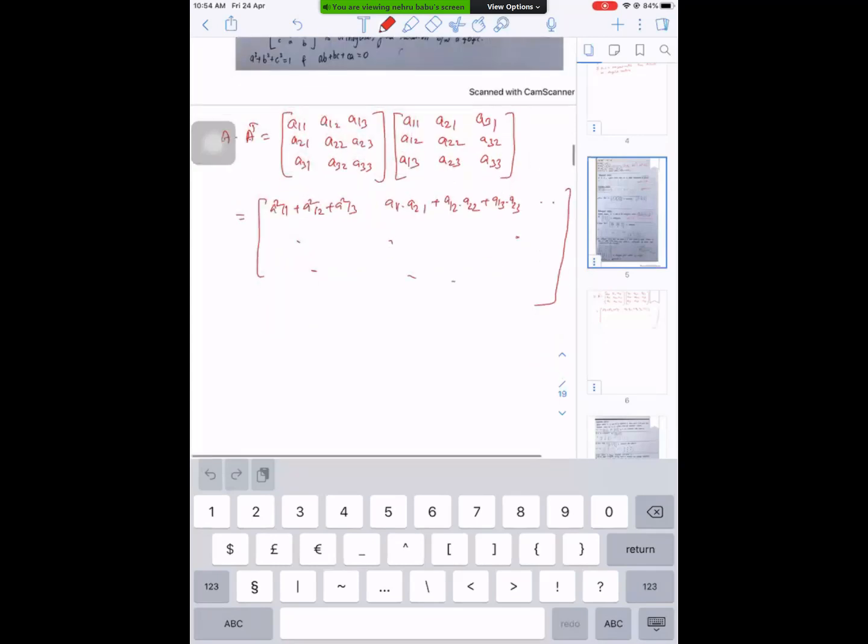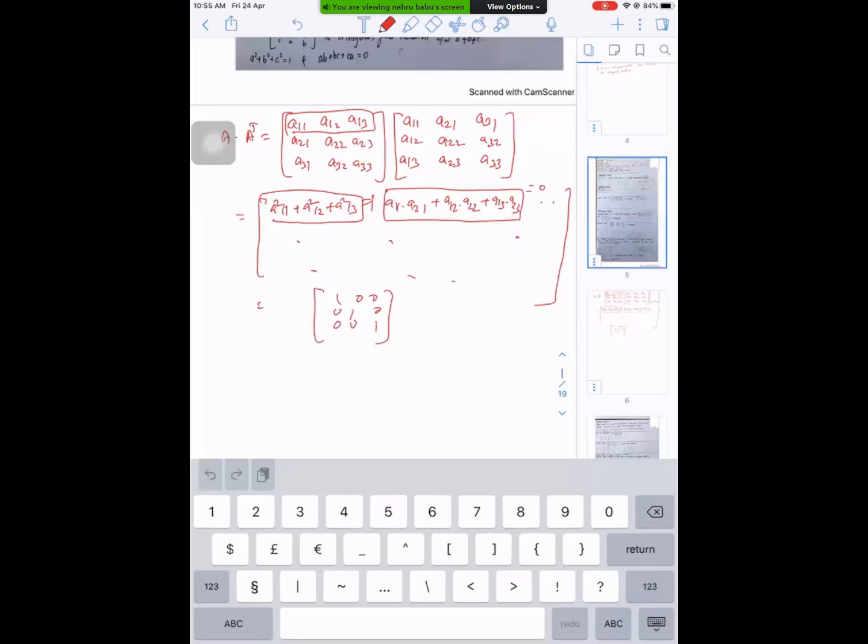If you observe this part, it is exactly equal to 1, 0, 0, 0, 1, 0, 0, 0, 1. If you compare just these elements, A11 square plus A12 square plus A13 square is coming as 1. Indirectly, the first row magnitude is 1. If you take a vector A11i plus A12j plus A13k, that vector's magnitude is 1. Similarly, the second element being 0 is exactly the dot product of the first row and second row. So the first row vector and second row vector are orthogonal to each other.